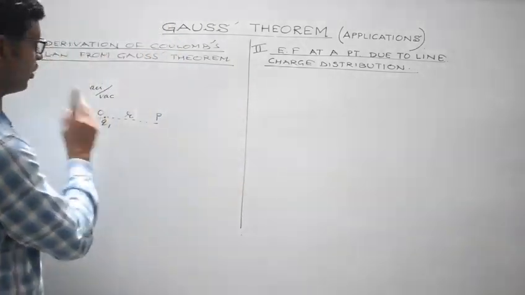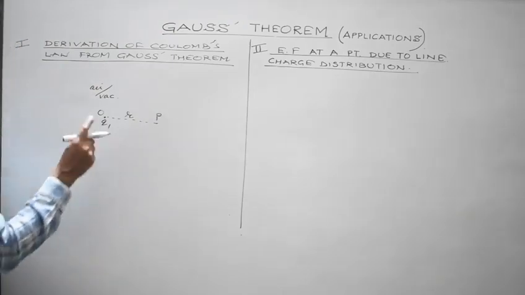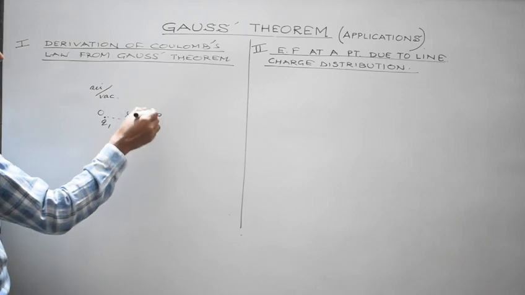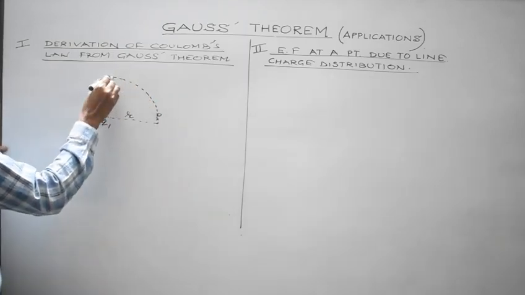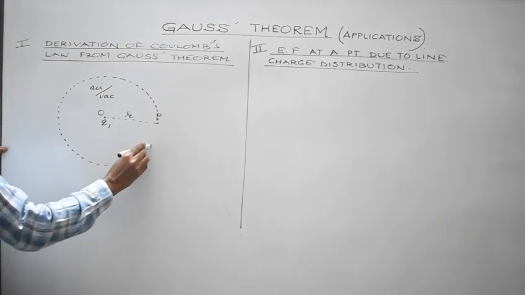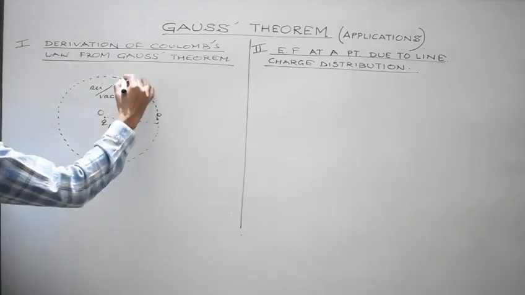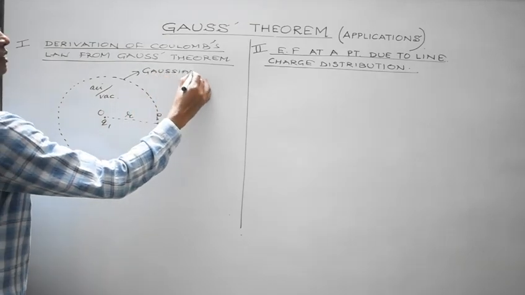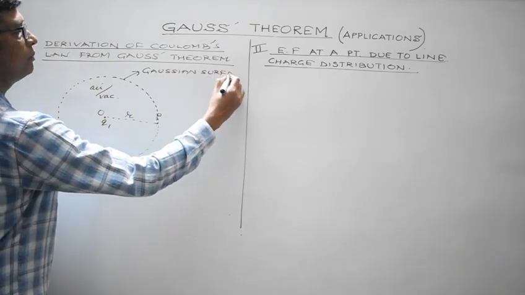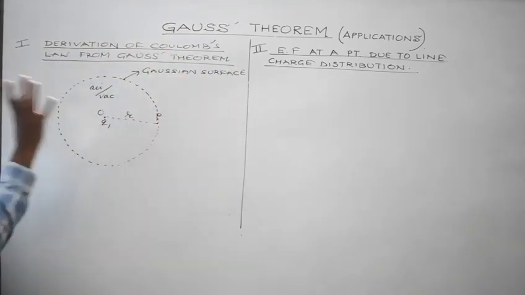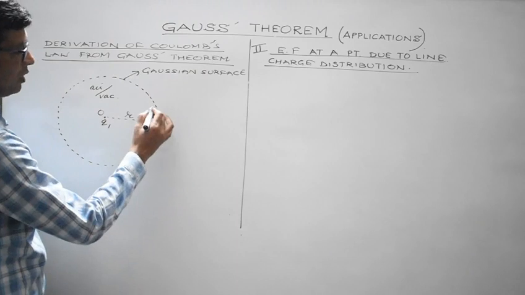So presently there is a point charge. So taking point O as center and OP equals to R as radius, we can draw a sphere. Since it's imaginary, so it will be represented by dotted lines. This is a sphere. So this is a Gaussian surface. This is a Gaussian surface which encloses some net charge. Now this closed surface encloses net charge Q1, right?